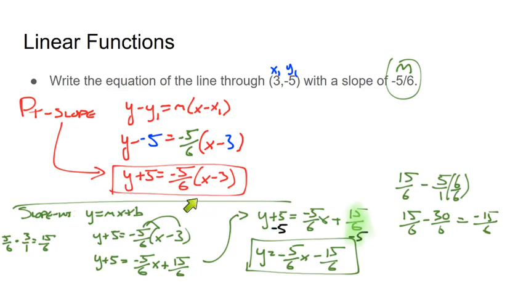In summary, I like to write the point slope form first and then just solve it for y to find the slope-intercept form. These are two different equations that describe the same line.